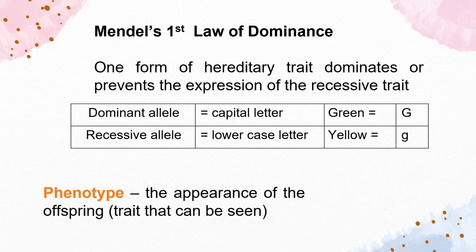Now, let us discuss Mendel's first law of dominance. One form of hereditary trait dominates or prevents the expression of the recessive trait. Dominant allele uses capital letter like green using capital letter G, and the recessive allele uses lowercase letter like yellow using small letter g. Remember also that phenotype is the appearance of the offspring. These are the traits that can be seen.